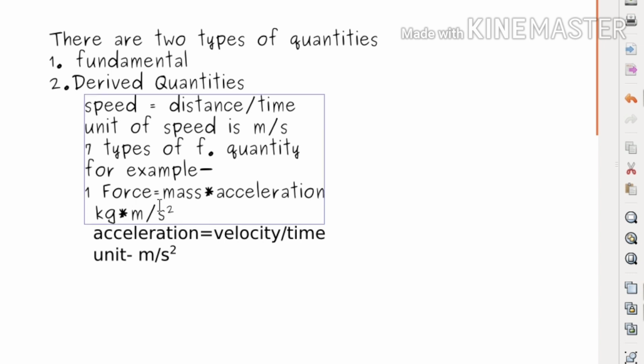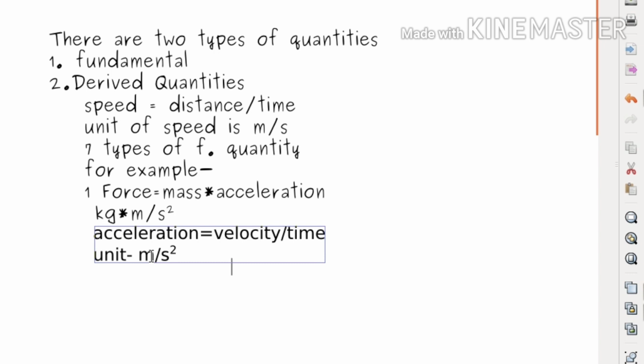Now what about acceleration? Acceleration equals velocity divided by time. The unit of velocity is meter per second, and when meter per second is divided by second, it becomes meter per second square. Okay, now we have a series of these units.